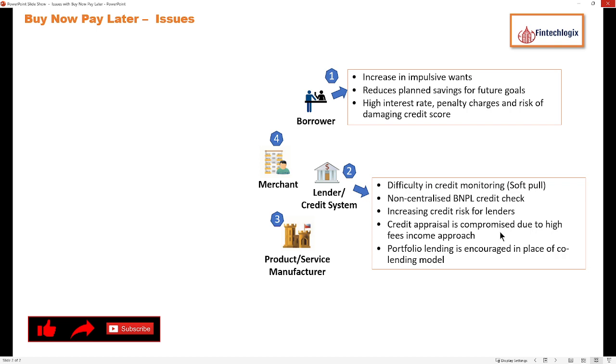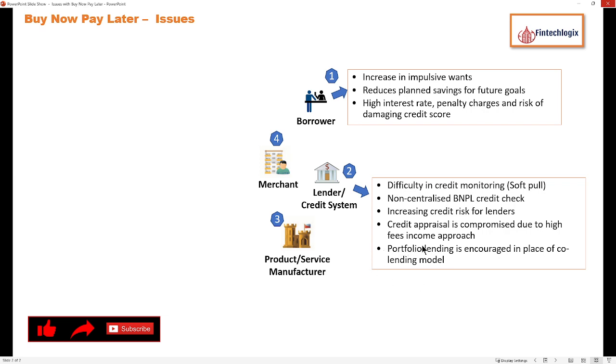Now, credit appraisal is also compromised. Why do I say this? Because of the high potential of this product to earn vendor fees. We heard about 2 to 8%, and sometimes that can go up to 10% also. Because of this high income potential and the pressure to give the loan within a few minutes, this actually compromises the credit appraisal process, and that is what causes issues in credit risk.